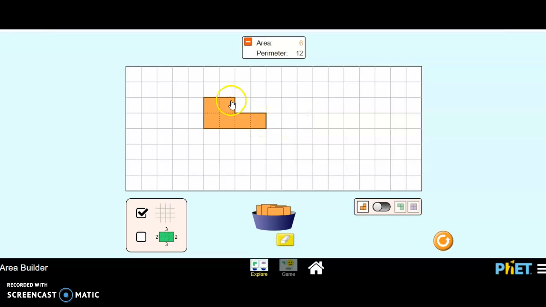But for the perimeter, you will be counting the boundary line. So we will be counting the boundary starting from one corner, and we can see that there are 12 units of length. So this way the concept of perimeter and area can be made clear to the student.